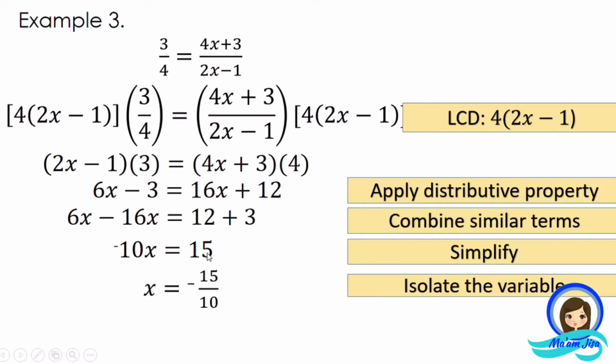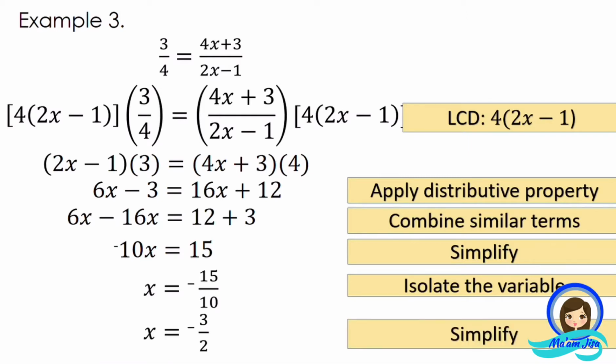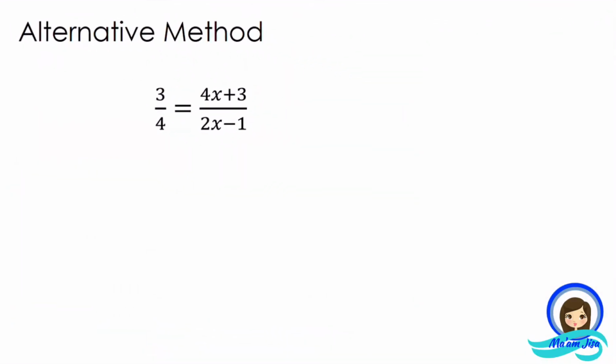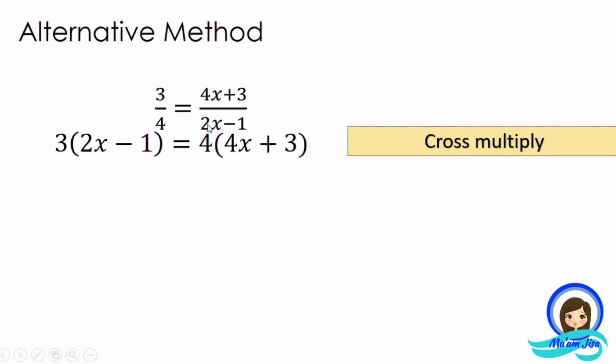Now isolating x, divide both sides of the equation by negative 10. Thus, x equals negative 15 over 10. Simplifying further, we have the value of x, which is equal to negative 3/2. Using the alternative method by cross multiplication, let's try to check if we will have the same result. So in this case, 3 times quantity 2x minus 1 equals 4 times quantity 4x plus 3.